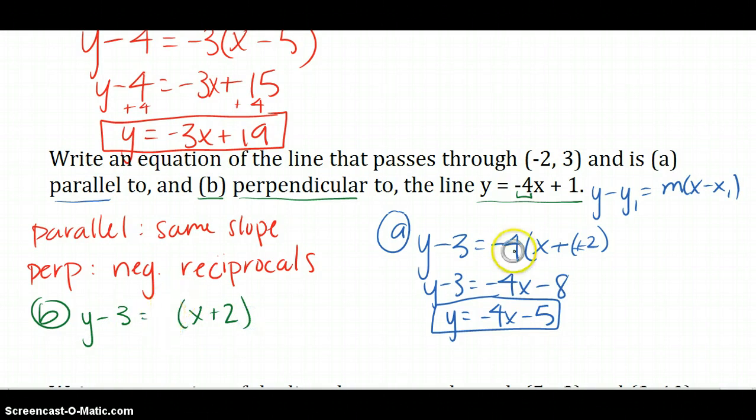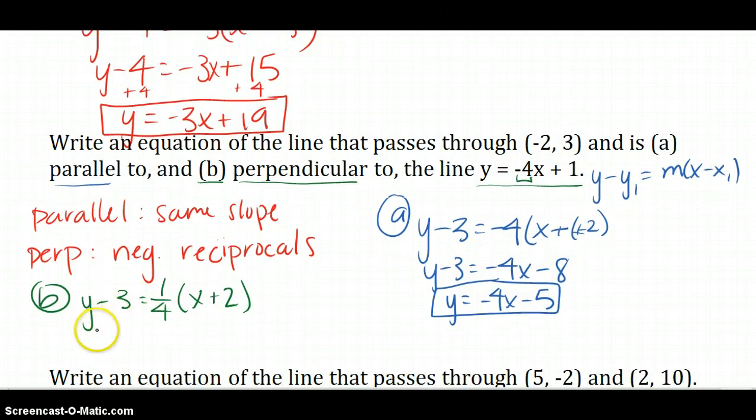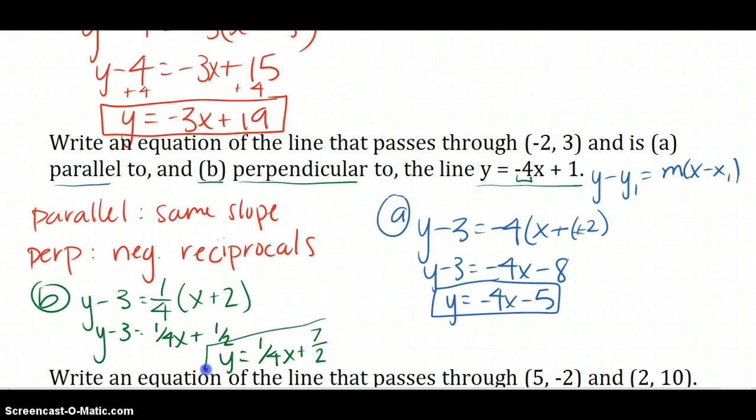The negative reciprocal of 4 would be a positive 1/4. So if you distribute and simplify, and then add 3, plus 3.5 or 7/2 is the same thing. So that's your equation for B.